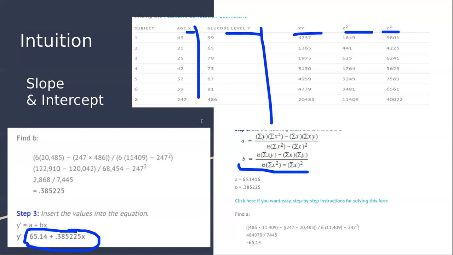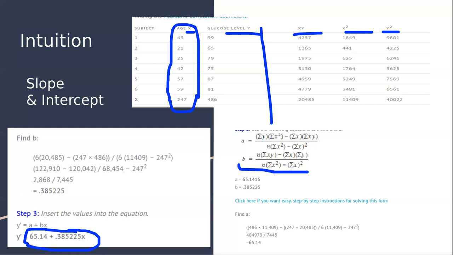So yeah, the difference between explanatory and response variables: this is the explanatory, and this is the response. What is the response? For age equal to 21, we have a response of 65 glucose level. For age equal to 59, we have a response variable of 81. Explanatory is also known as independent variables, X values. Just simply remember, explanatory is X values, multiple X values. Response is output, and output is Y values.